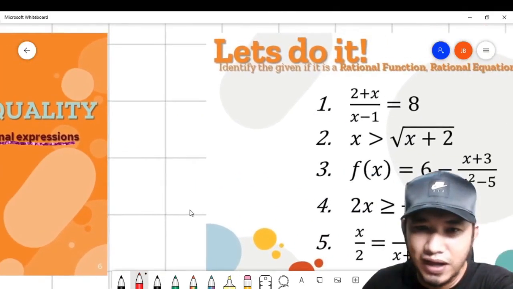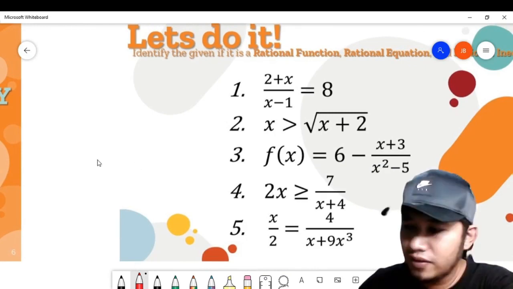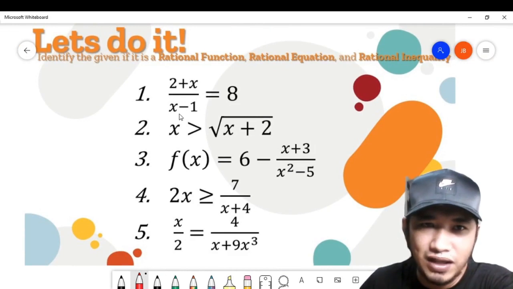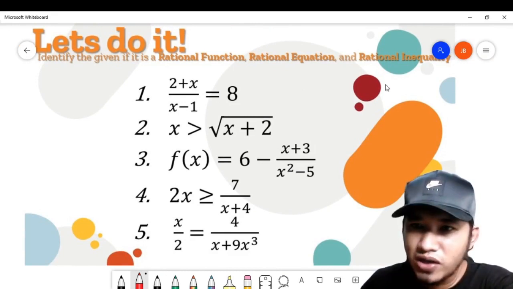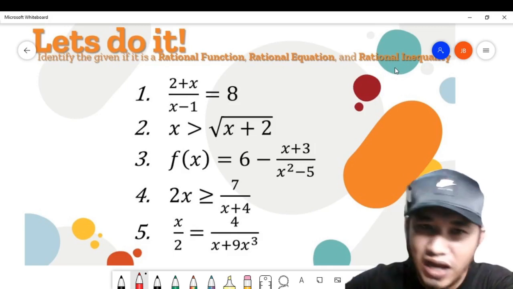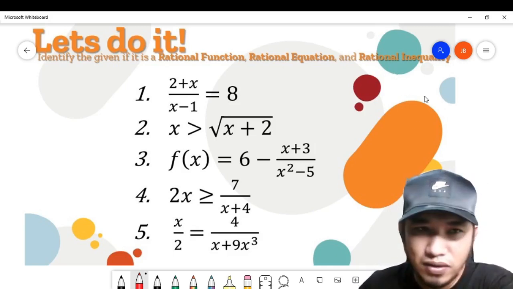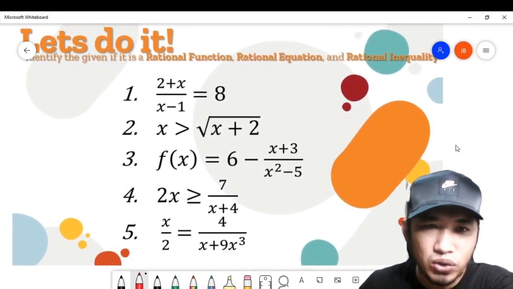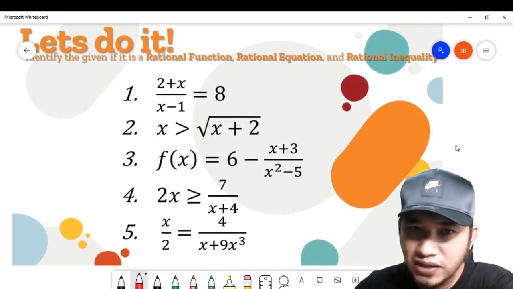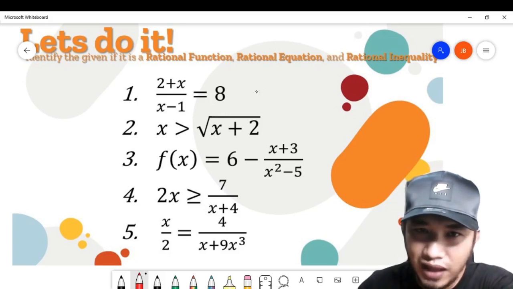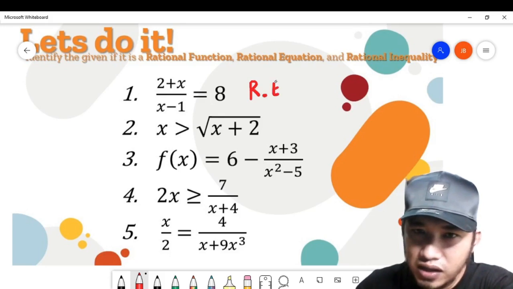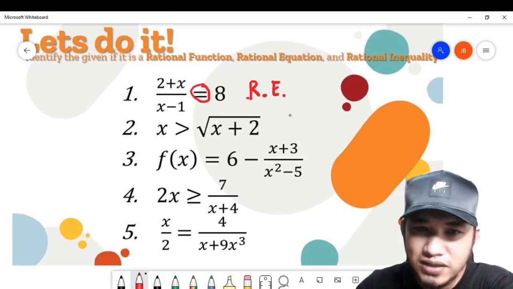Ayan, may activity agad. Let's do it, sabi niya. Okay, so let's identify if the given is a rational function, rational equation, or rational inequality. So number 1: 2 plus x all over x minus 1 is equal to 8. That is a rational equation. Why? Because of the equal sign.